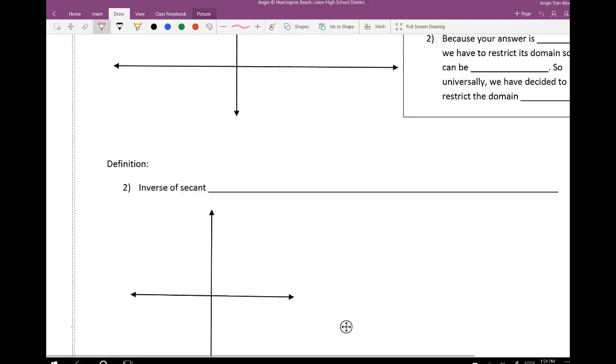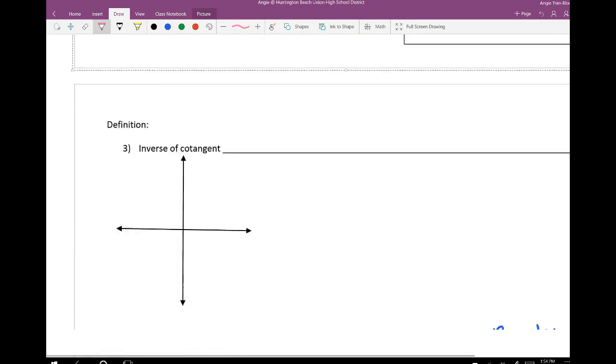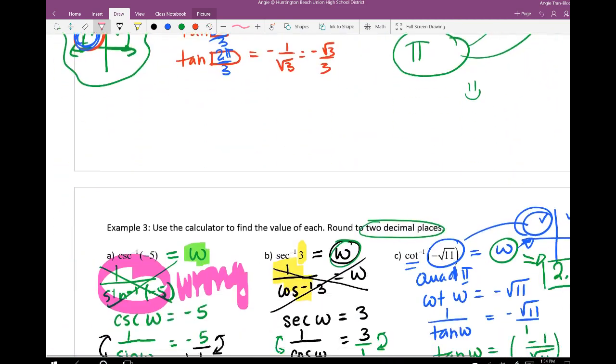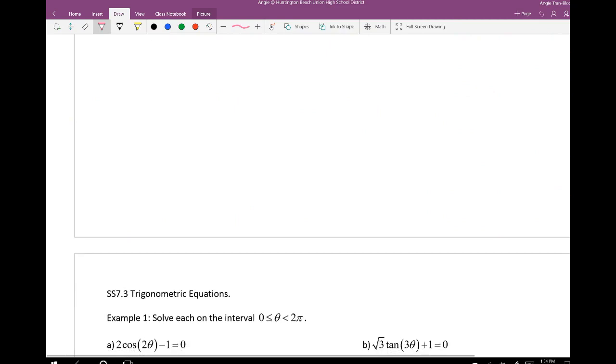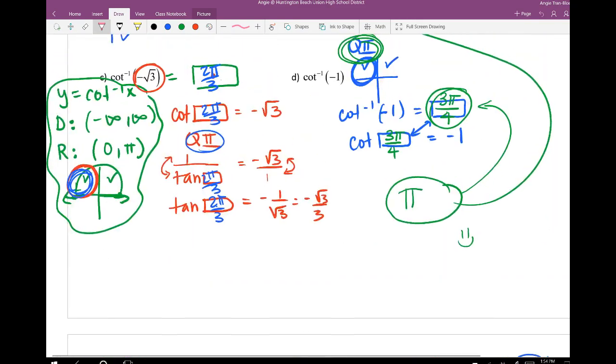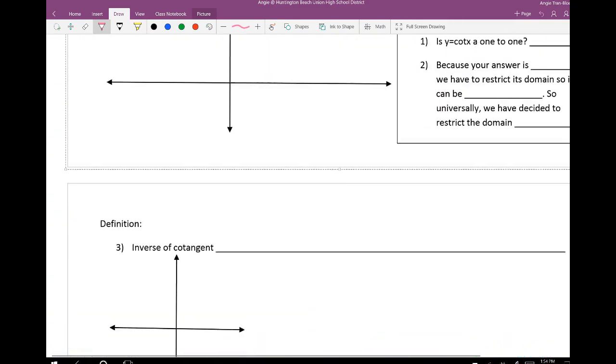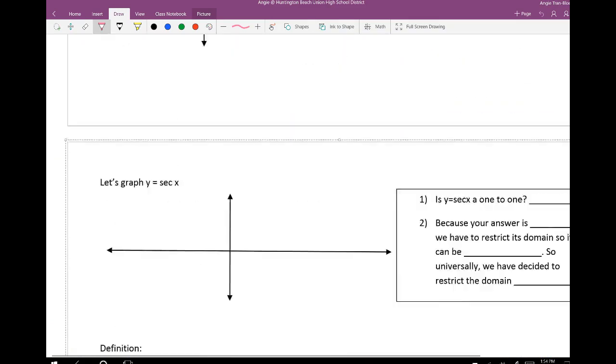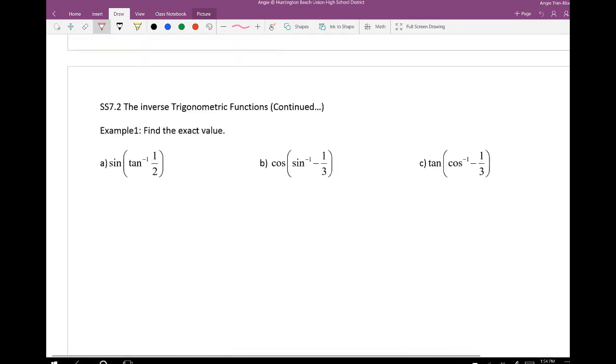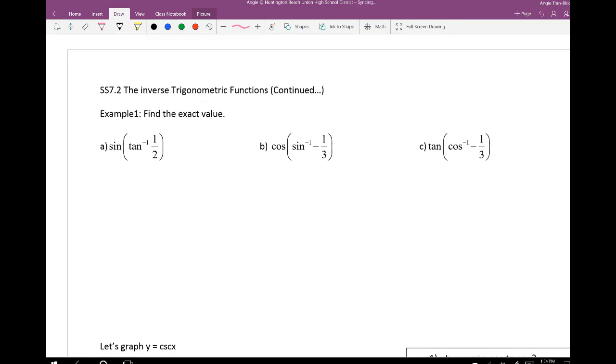Hey guys, in this video we are going to continue with example 1 in section 7.2. So let me go and find that really quickly. We did all of the inverse functions already, so here we go. Okay, so 7.2, the inverse trigonometric functions continue. That means we are now going to deal with secant, cosecant, and cotangent. 7.1 was sine, cosine, and tangent.